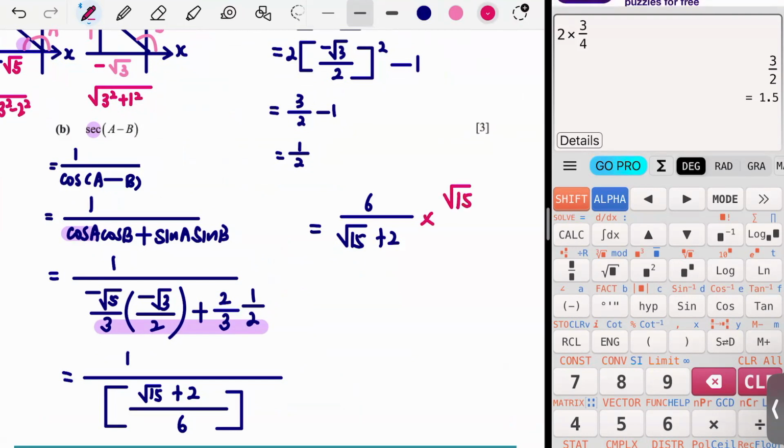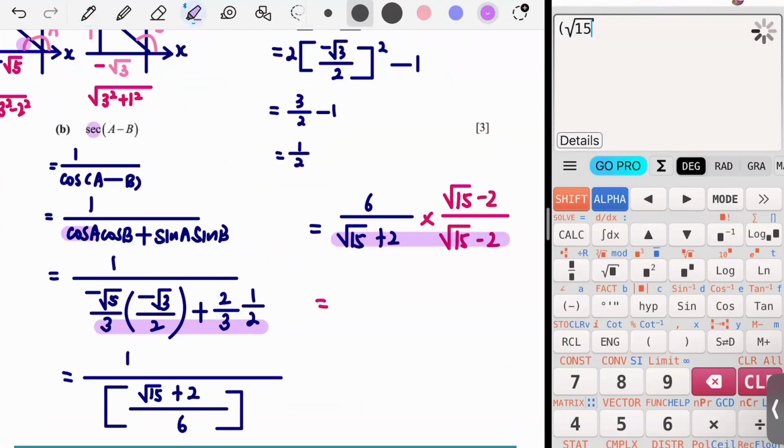So root 15 minus 2 over root 15 minus 2. Below, right, will surely give you a nice number one. So you can just press root 15 plus 2, root 15 minus 2, like that. So this one denominator will just be 11.